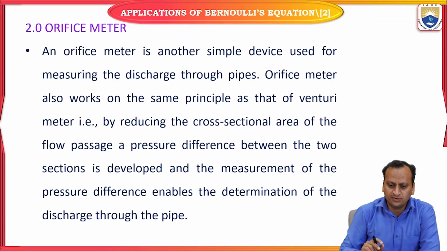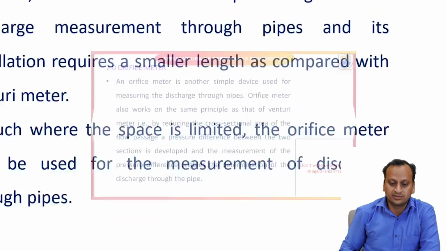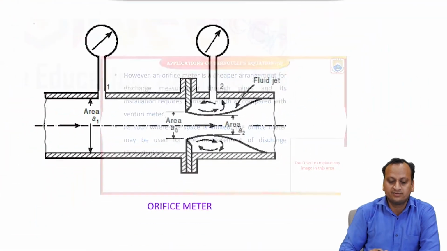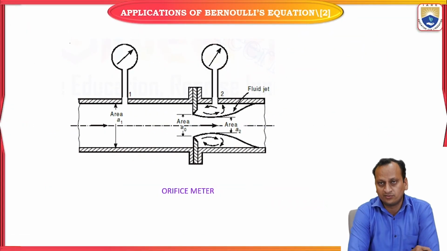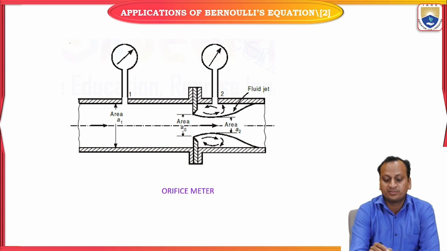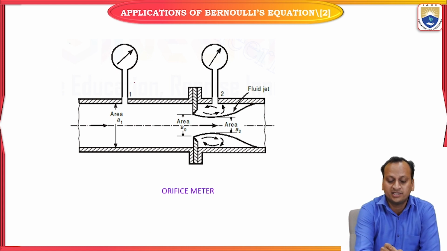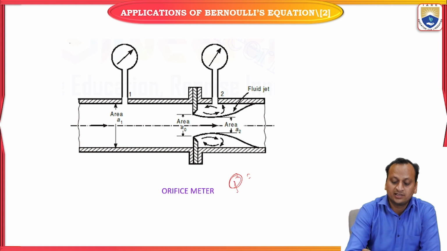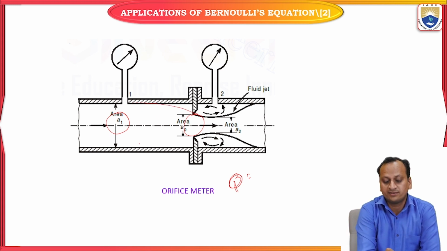Similarly, the orifice meter. The orifice meter has the same working principle on which the venturi meter works. Here also a pressure difference will be created, and it will be utilized for the measurement of discharge through the orifice meter. Here also the discharge expression will be the same, but here we have to consider A1 and A0. These are the two areas. So this is A0. Before entering the orifice, the pressure will be high.